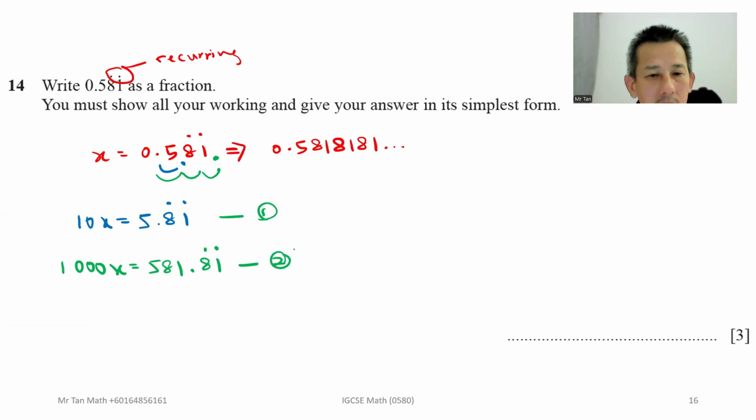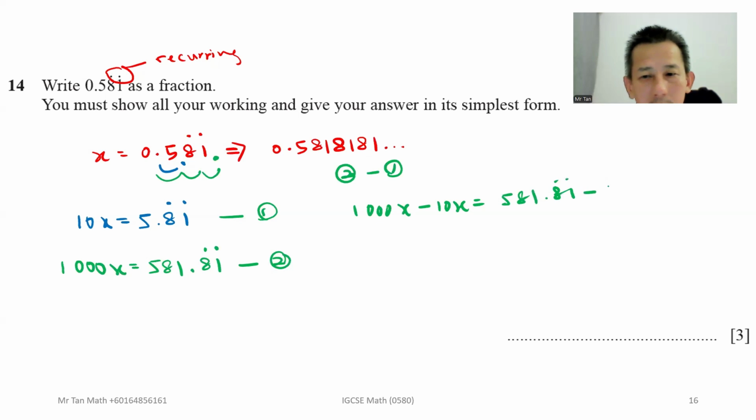Okay. And to solve this, this is your first equation, this is second. And for this, take 2 minus 1. You get 1000x minus 10x equal to 581.81 recurring minus 5.81. 990x equal to, you minus, you get 576.